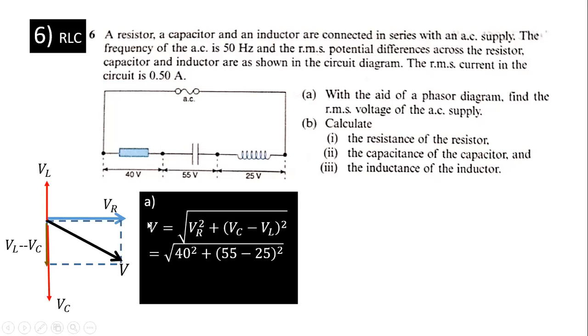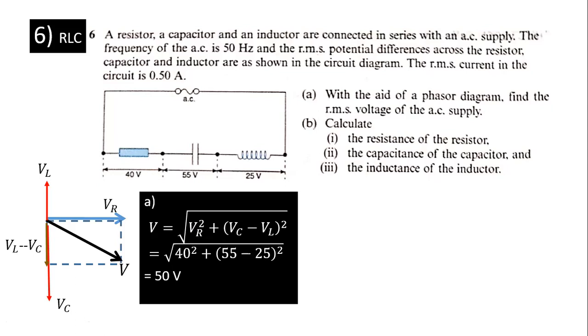Okay, so your V is the square root of VR squared plus (VC minus VL) squared. VR is 40, VC is 55, VL is 25. Okay, out.